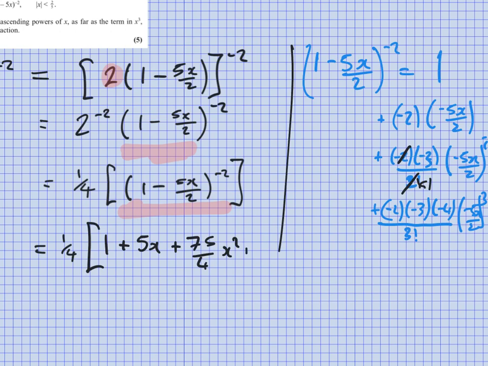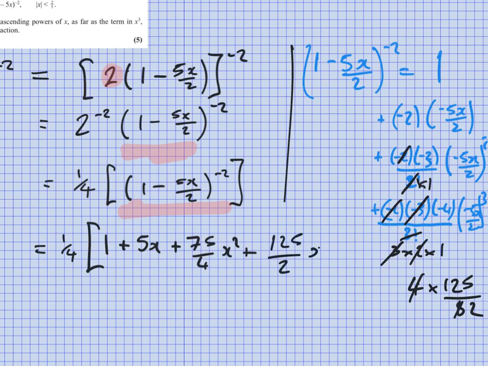And the last term, check the number of signs. That's going to work out as 6 minus signs. So it's a positive, it's going to add. Perhaps not the best way of working it out, but it works for me. I've got 3 times 2 times 1, that's 3 factorial, so the 2 cancels and the 3 cancels. 125 over 8 times 4, so that's 125 over 8. Those will cancel to give me 125 over 2. 125 over 2 x cubed.